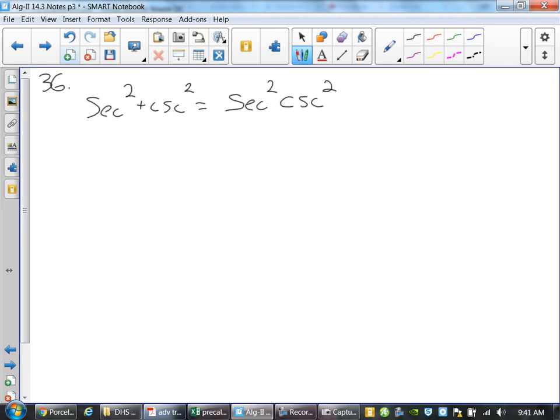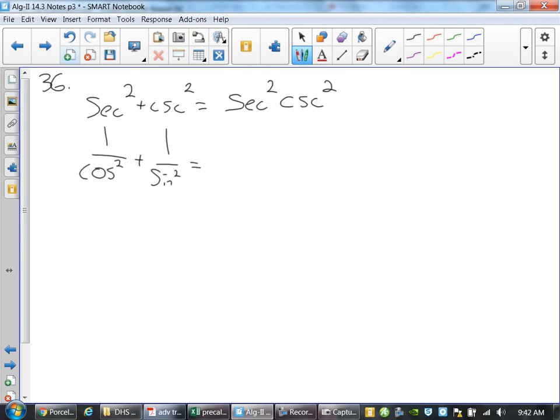This is a very, very common setup. Notice how you're starting with addition, and then it wants you to show multiplication. Really, the only way to show that that works is to use common denominators to combine like terms, to multiply across. That's really the only way this problem can be done. So automatically, rewrite secant and cosecant in terms of sines and cosines. Secant squared is 1 over cosine squared. Cosecant squared is 1 over sine squared.